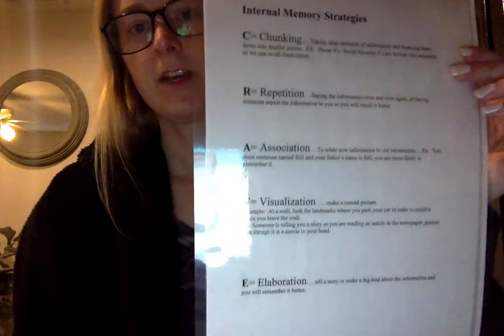So to get into this acronym, as I mentioned, the acronym is CRAVE, and each letter in CRAVE stands for a different internal memory strategy that helps to facilitate recall. So the C in CRAVE is chunking, and that's breaking down large information into smaller information. This is something that we might do every day with the telephone number. So you have all the numbers, but it's broken down into the area code, the first three numbers, and the last four numbers, and that's chunking.